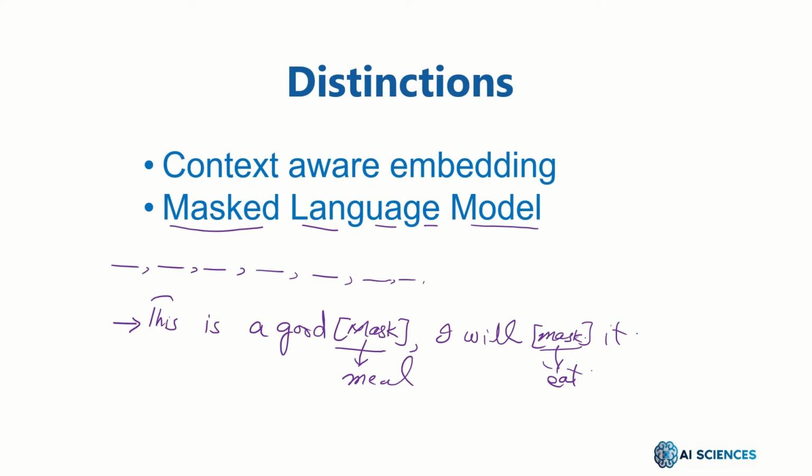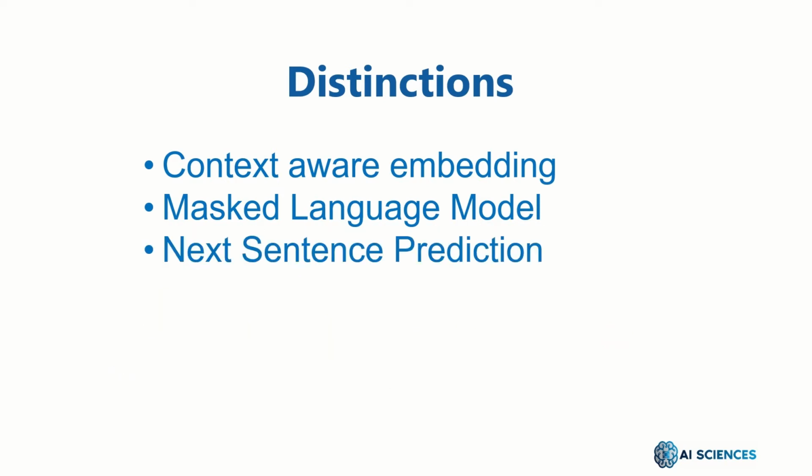And with that, they go on, and the second technique they have used is next sentence prediction. What they really do is, that is kind of a binary classifier.